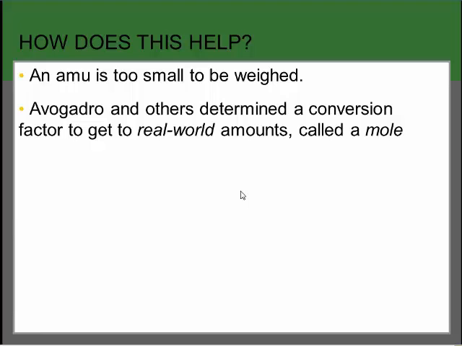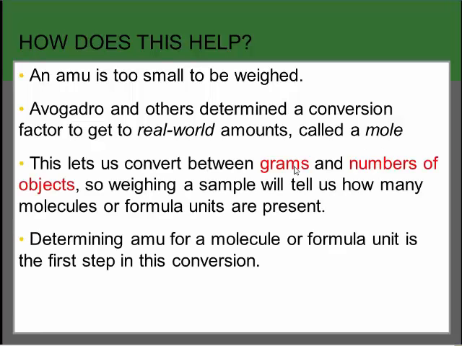So how does this help us? Really, an AMU is too small to be weighed. The balances that you got in your lab kit can weigh out gram quantities and milligram quantities, but an AMU is 10 to the negative 24th grams, so it's a very, very small amount. So a scientist named Avogadro and some other scientists determined a conversion factor to get to real-world amounts that we can hold in our hand or measure on a balance, and that's called a mole. And this lets us convert between grams and numbers of objects, so that weighing a sample will ultimately tell us how many molecules or formula units are present. And so determining the AMU for a molecule or a formula unit is the first step in this conversion.